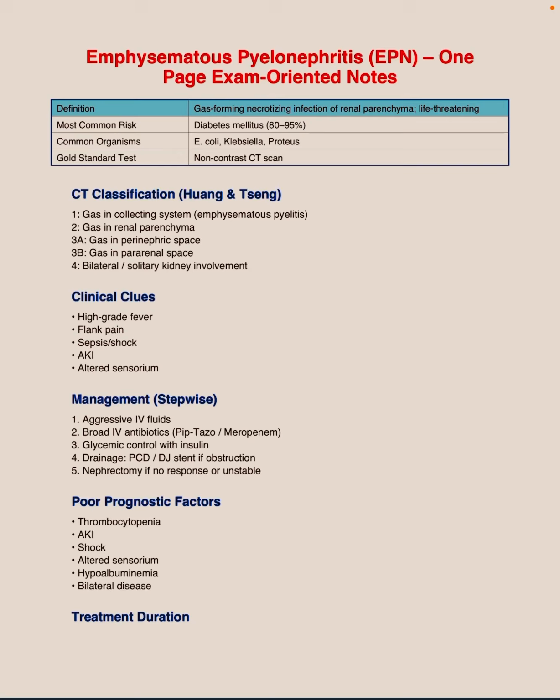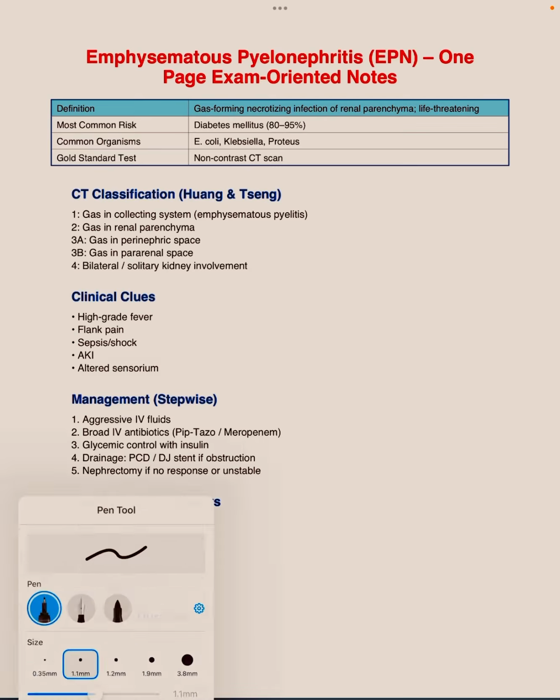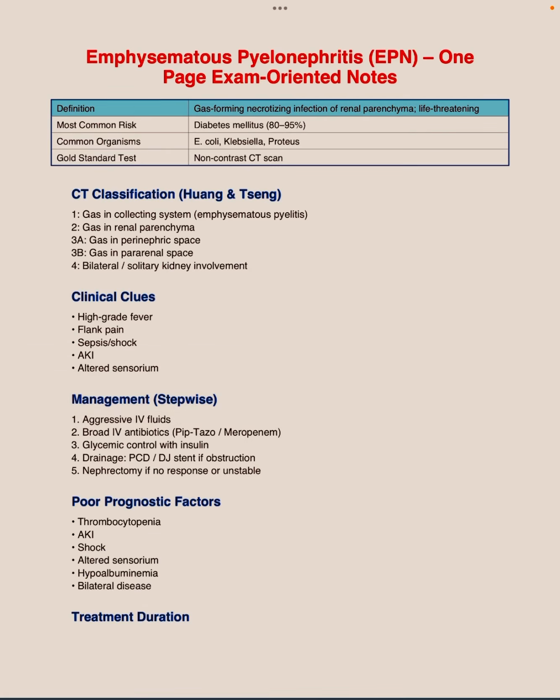Emphysematous pyelonephritis is a life-threatening necrotizing infection of the renal parenchyma and perinephric tissues, characterized by gas formation within the kidney collecting system or surrounding tissues. So, it's a gas-forming necrotizing infection of the renal parenchyma. It's a life-threatening condition.